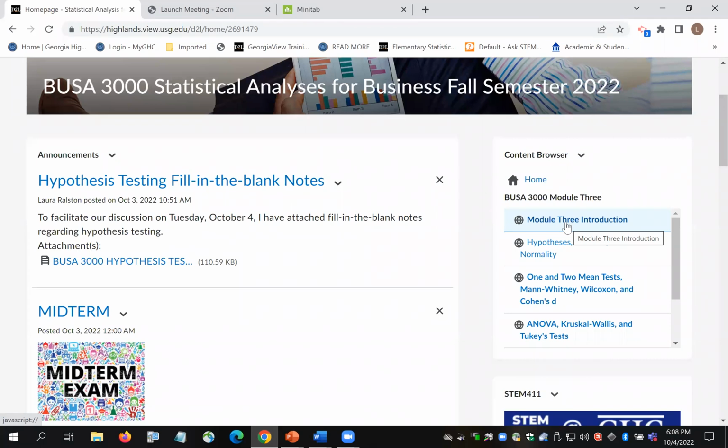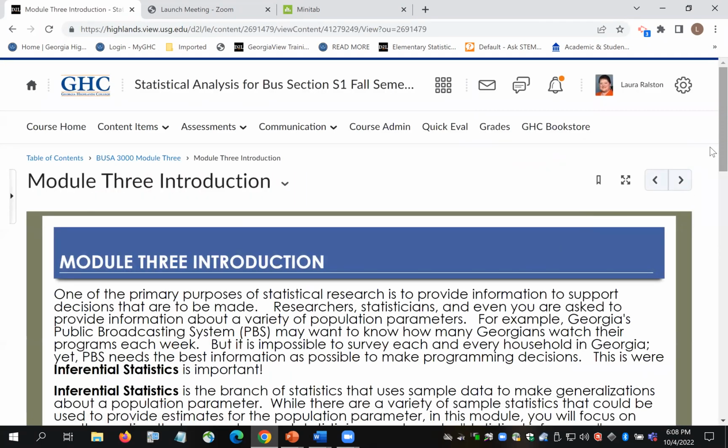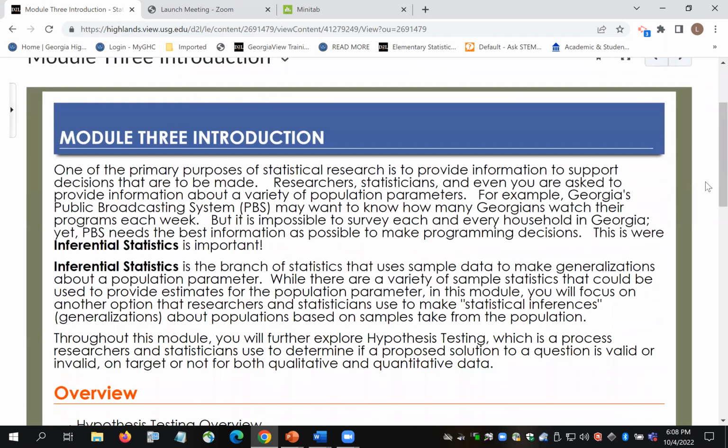This gets us into the area of inferential statistics. Again, one of the uses of statistical research, or even of statistics, is to be able to provide information to support the decisions that are being made. A lot of businesses nowadays talk about making data-driven decisions. And so we are asked to provide information about a variety of population parameters, things like the mean, the median, the standard deviation, the variance.